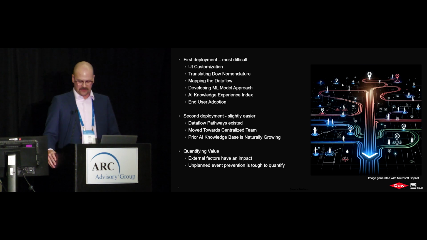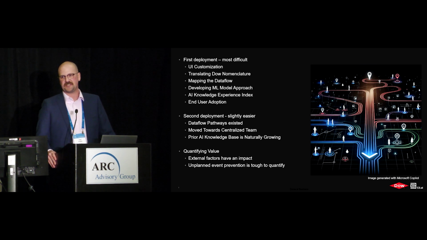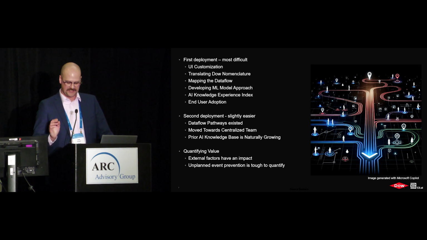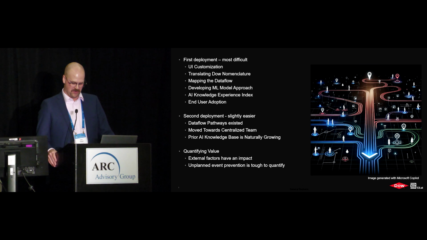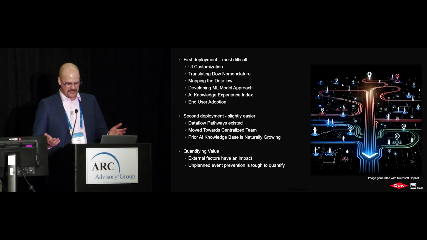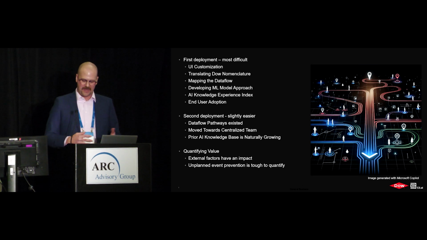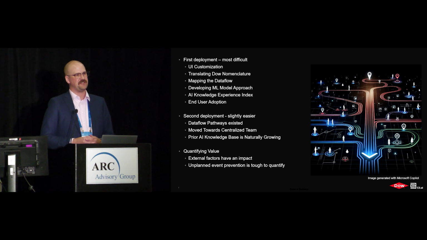So all of these areas had learnings that we had to incorporate into the second and future deployments, and we're starting to see those efforts pay off. They're getting easier as we go along. One thing that we did, we have the data flow pathways and that common naming conventions already established, but we have ways where we can automate some of the more tedious work. So we've started to look at how can we make these deployments much more efficient and quicker.